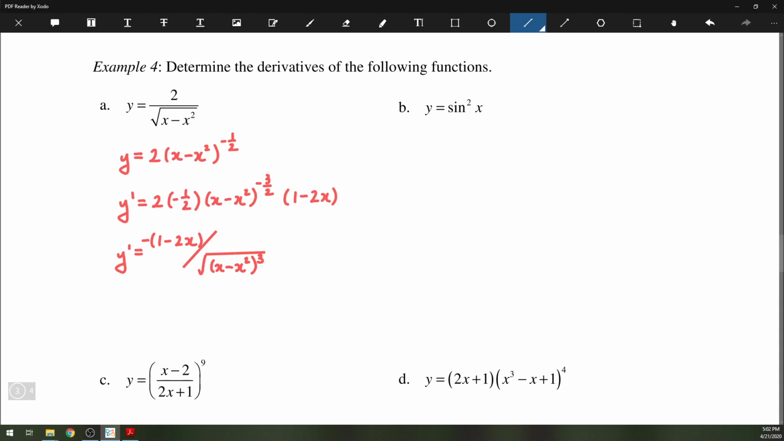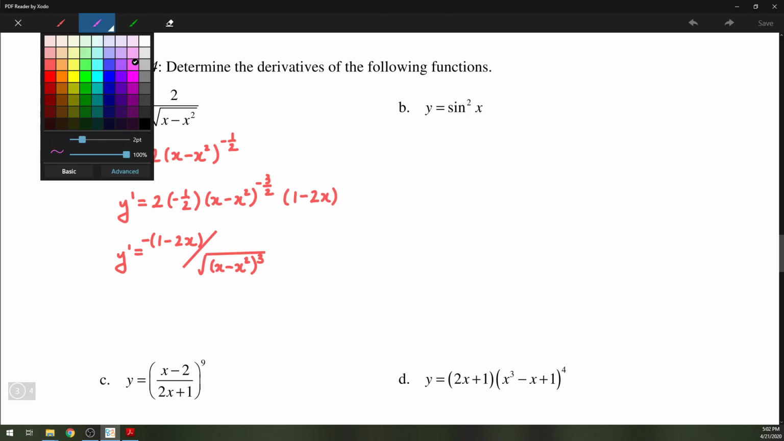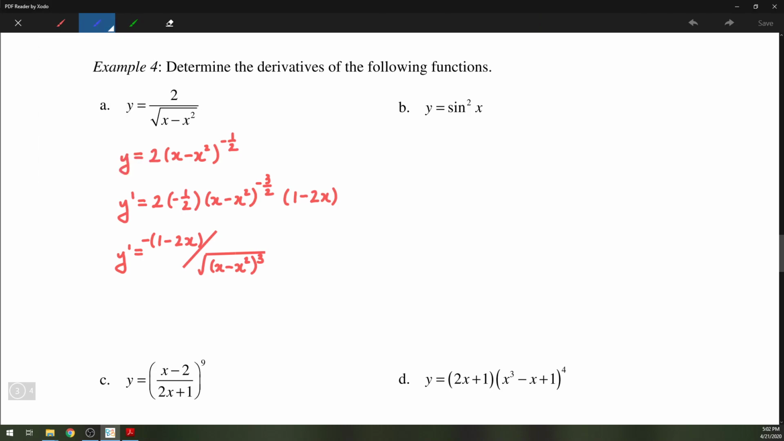Okay, so actually, you know what? I'm just going to write that out. y prime is equal to 2x minus 1 all over the square root of x minus x squared cubed. Okay, so that's a bit better.